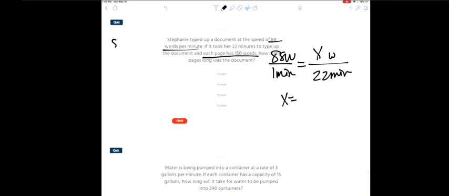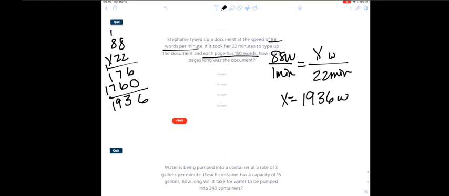88 times 22, we're going to do it over here because it's not that obvious. So, 2 times 8 is 16, carry the 1. 2 times 8 is 16, plus 1 is 176. Placeholder, 2 times 8 is 16, put the 6, carry the 1. 2 times 8 is 16 again, plus 1 is 17. So let's add these up. 6, 13, carry the 1, 9, and 1. 1,936 words. That's what she types in 22 minutes, okay?